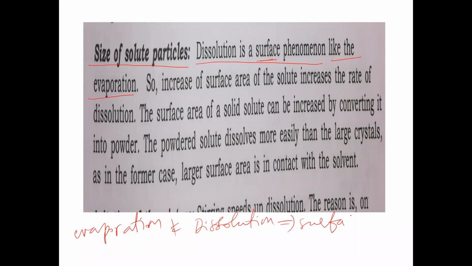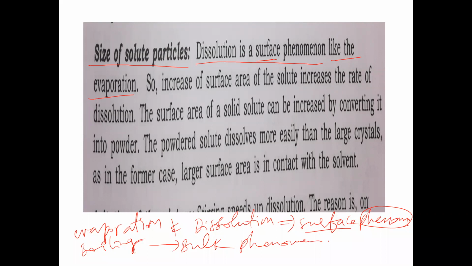Surface phenomena. Only evaporation and dissolution are surface phenomena. Next one, boiling. What is it here? Bulk phenomenon. Boiling is a bulk phenomenon, remember. This point you have to understand here. So boiling is a bulk phenomenon, whereas evaporation and dissolution are surface phenomena.